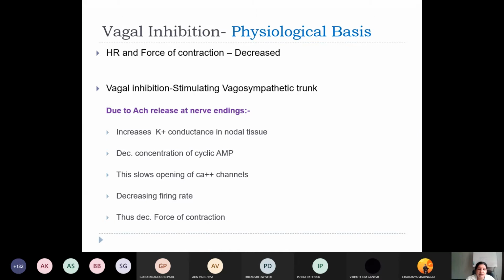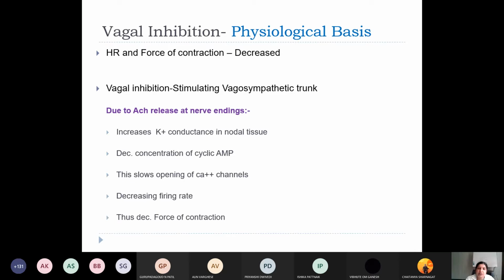So first and foremost, the heart stops because of an increase in potassium conduction at the nodal tissue. Potassium increase means hyperpolarization occurs, so the action potential cannot generate and the heart stops, either in systole or diastole, depending on the position at which we apply the external stimulus.